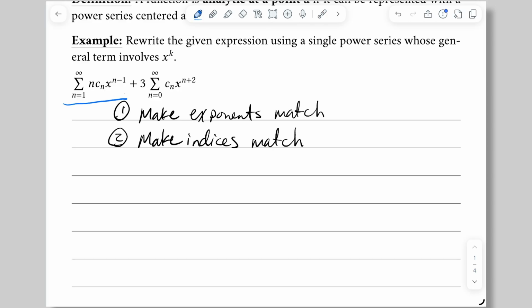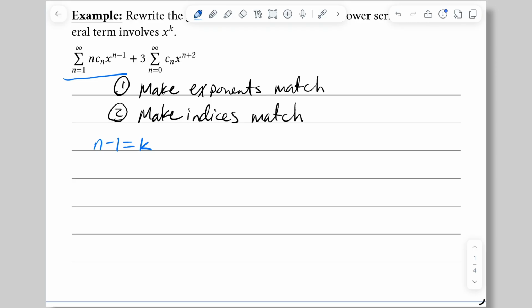For the first sigma expression, we have x to the n minus 1, but we want to express that as x to the k. Therefore, we're going to make a substitution that n minus 1 is going to be represented using k. I'm going to go through a fairly formal presentation here that I won't really reproduce as the chapter unfolds. If n minus 1 is equal to k, then n is equal to k plus 1. Everywhere we see n minus 1, we're going to replace it with k, and everywhere we see n, we're going to replace it with k plus 1. We have the sum of (k plus 1) times c sub k plus 1 x to the k.